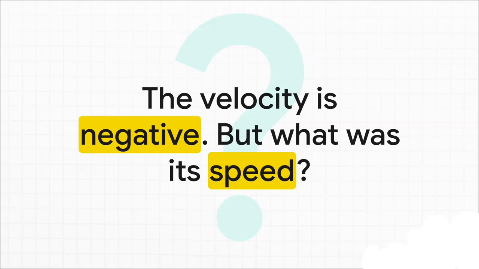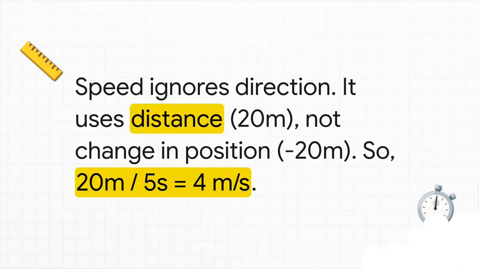But think about it. Would you ever tell your friend you were driving negative 4 miles per hour? Of course not. That sounds crazy. And this right here, this is the exact point where speed and velocity go their separate ways. When we calculate speed, we throw direction out the window. We don't care about positive or negative signs. All we care about is the total distance the car covered. In our case, going from 25 to 5, it traveled 20 meters. So we take that total distance, 20 meters, divided by the time, 5 seconds, and we get a speed of 4 meters per second. Simple as that.